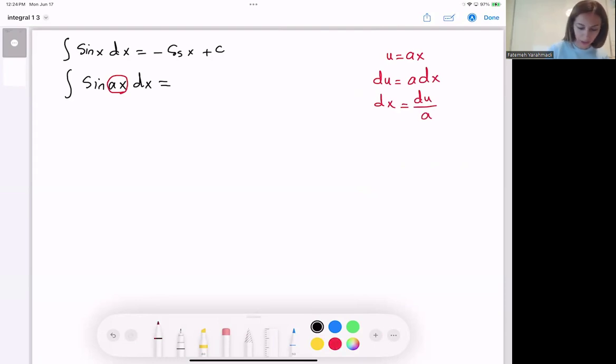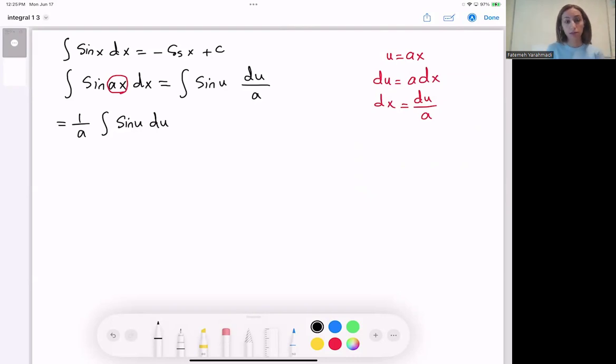So your integral can be written as sine of u du divided by a, and a is just a number. It's just a coefficient. Remember that if you have a coefficient, you can write it in front of your integral: 1 over a integral of sine u du. As long as you have sine u inside the integral, this becomes negative cosine u. So you have 1 over a times negative cosine u plus constant of integration.